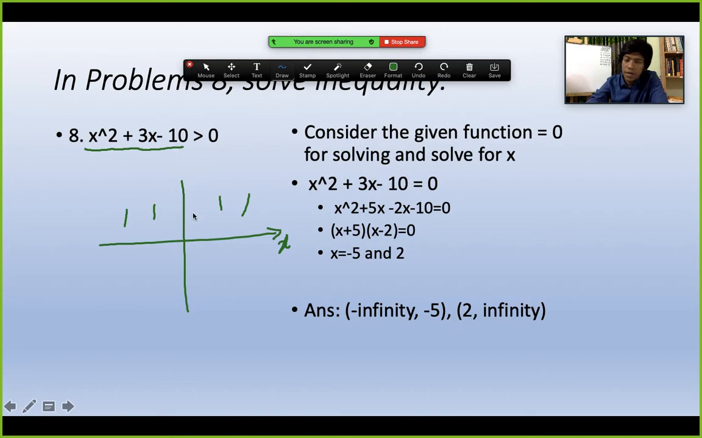So to understand where this graph is above the x-axis, we need to find out the x-intercept. And to find out the x-intercept, let's consider this expression equal to 0. So we consider that this equals 0, and then we try to solve it by factoring. This is minus 10, and 10 can be written as 5 and 2. 5 into 2 equals 10. So we can write plus 5x minus 2x, which gives us plus 3x.